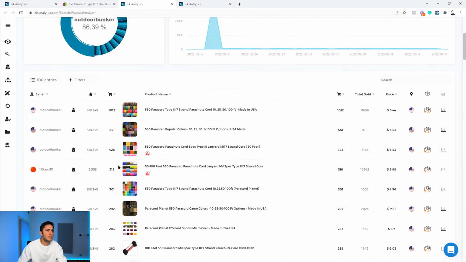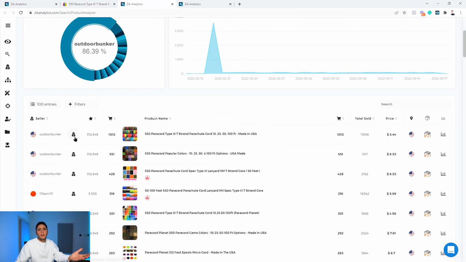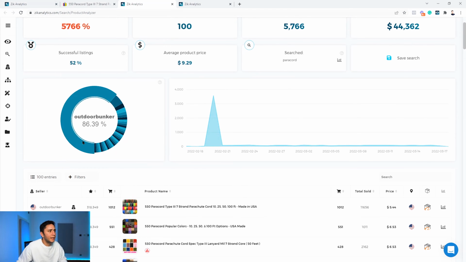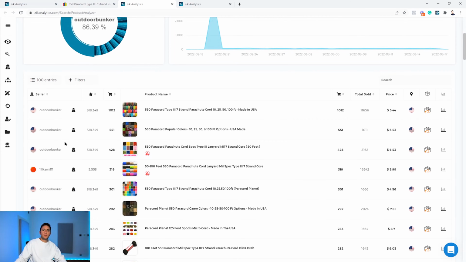Now imagine a buyer searches for paracord. He comes to page 1. He only sees this seller. Then of course, this seller will take 86% of the whole niche, right? Of course. So now I want to see how I can take space from him on page 1. What can I do to be there? Maybe he's doing something different than the others.